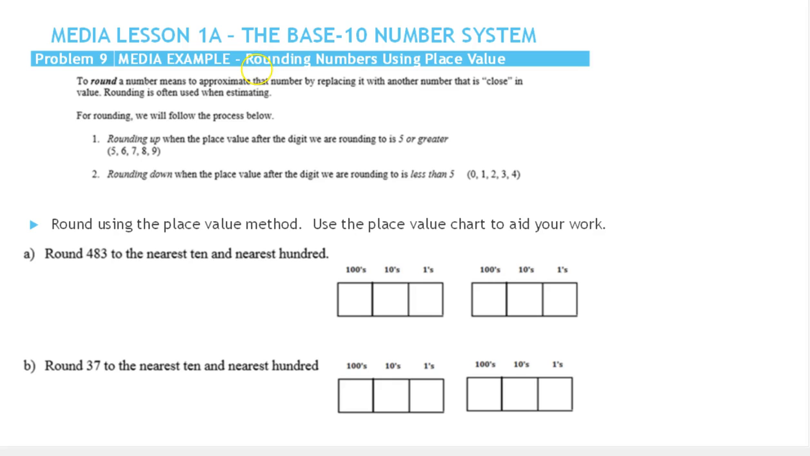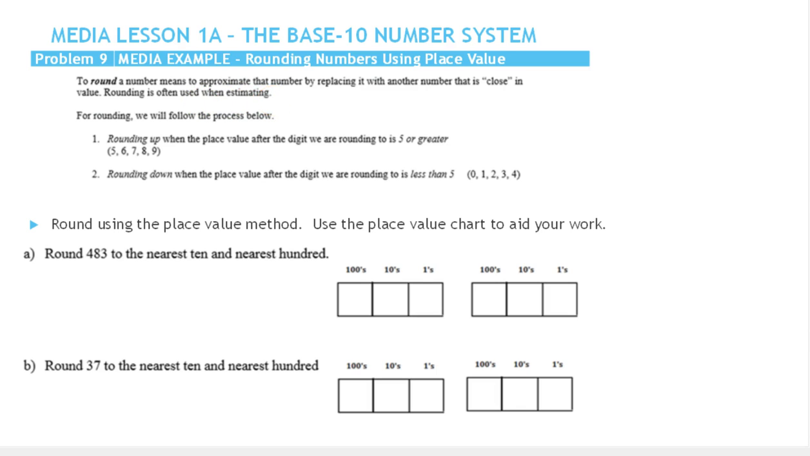In this example, we're going to learn to round numbers using place value. And here we have a definition of rounding and a procedure we'll use to round. So to round a number means to approximate that number by replacing it with another number that is close in value. Rounding is often used when estimating.